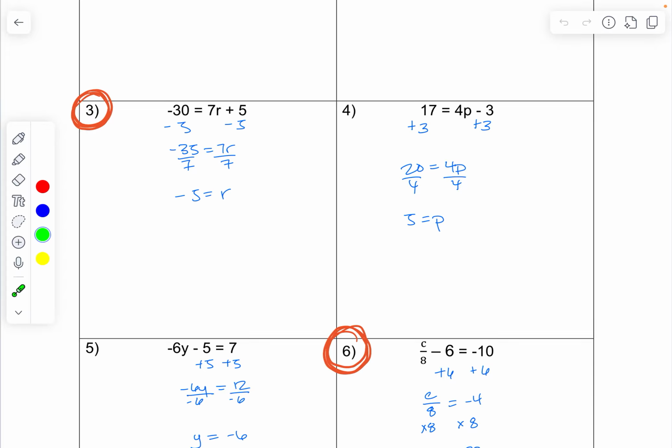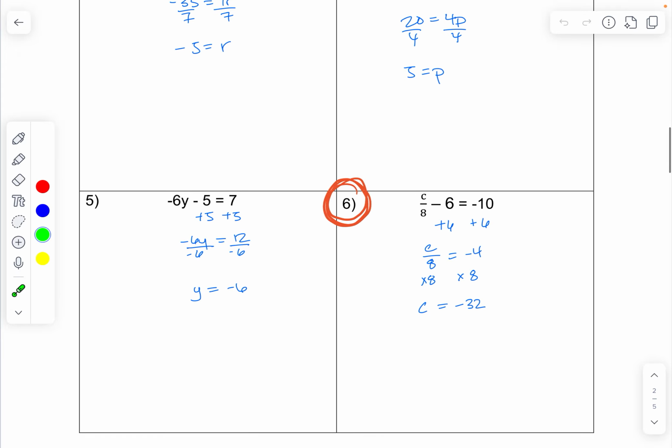So if I owe $30 to one person and then another friend comes and says, well, you owe me $5 too, together, I owe negative 35, okay? The 5 cancels out on the right-hand side, and on the left-hand side, we are left with 7r. So our new equation then becomes negative 35 is equal to 7r. We are going to divide by 7 on both sides to isolate that r. And we are left with r is equal to negative 5, or negative 5 is equal to r.